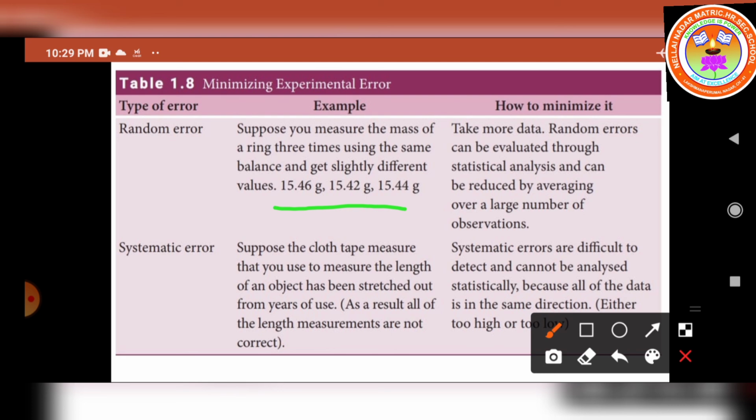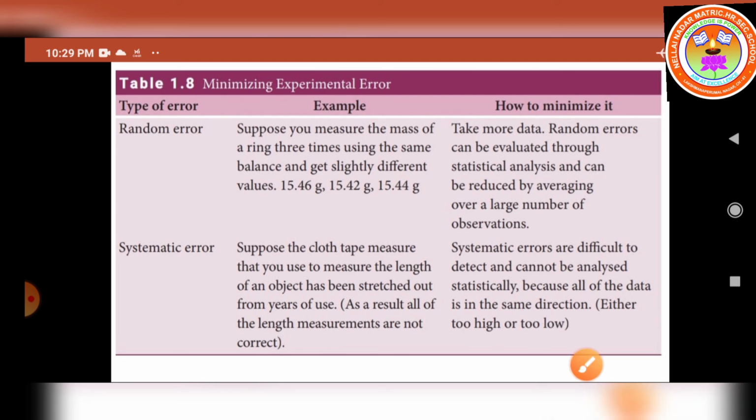And second one is the systematic error. Suppose the cloth tape measure that you used to measure the length of an object has been stretched out from years of use. As a result, all of the length measurements are not correct. So how to minimize it? Systematic errors are difficult to detect and cannot be analyzed statistically because all of the data is in the same direction, either too high or too low. So this is taken as a systematic error only.